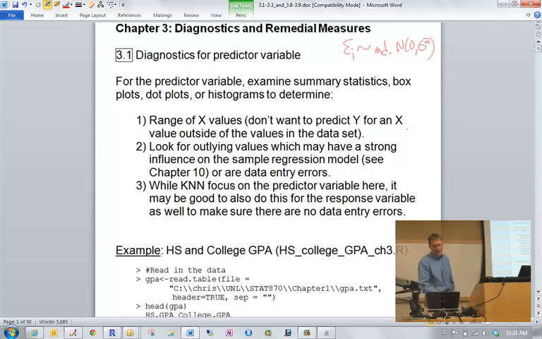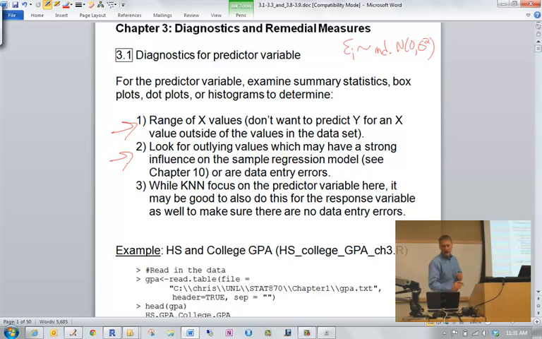This is relatively simple. What you want to do is look at the range of your x values, obviously. And we talked about this way back in chapter 1. You don't want to do prediction outside the range of your observed information. Meaning if you have high school GPAs between 0.83 and 4.32, you don't want to go outside that high school GPA range when you predict what y would be.